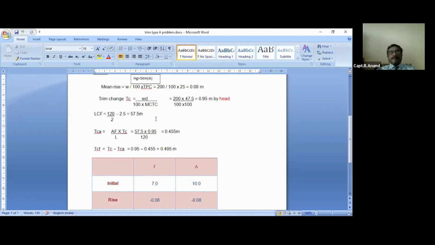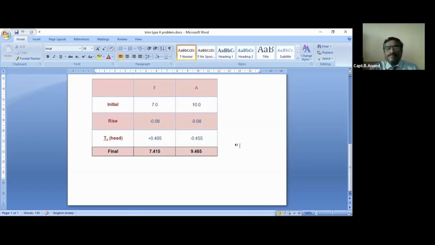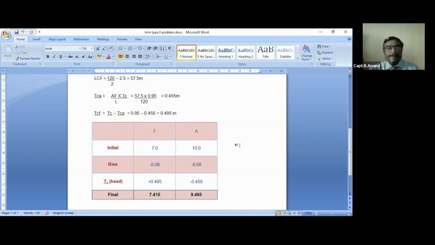But if you take the distance from forward perpendicular, it would have become 62.5. No, I'm using from aft end only. That's why I subtracted 2.5. Does that answer your question? Thank you, sir. Yes. Any doubts so far?